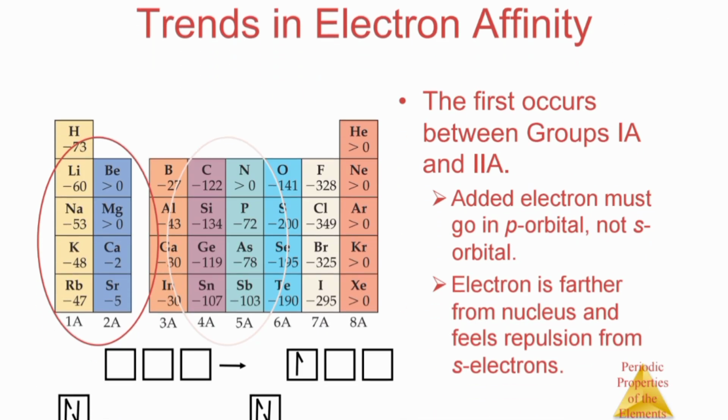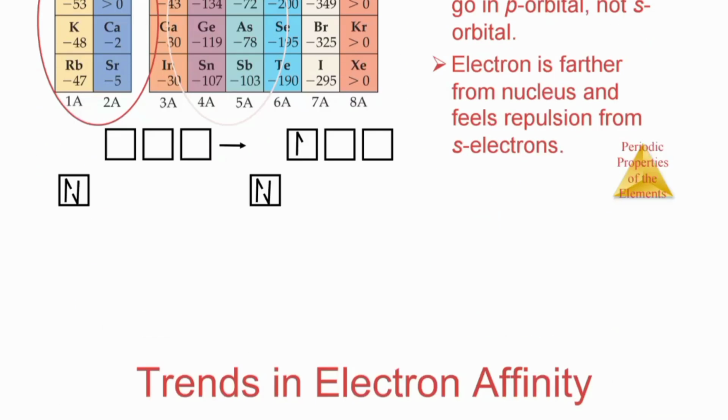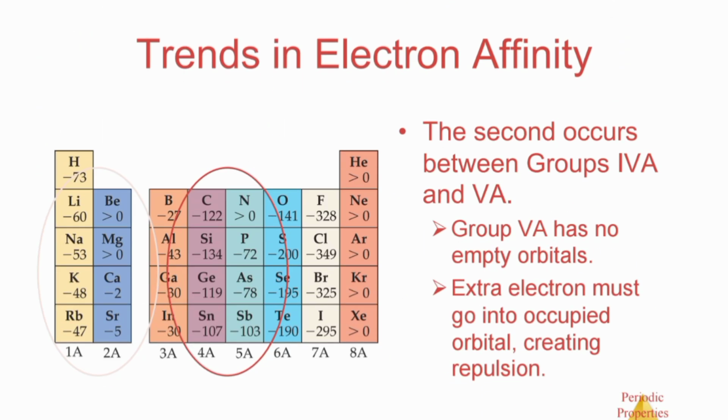The first exception is between 1A and 2A, where the electron added must go into a p orbital, not an s orbital. The trend for electron affinity is the same: it increases across a period and decreases down a group. Down the group it decreases, and from left to right across the period it increases, the same trend as ionization energy.